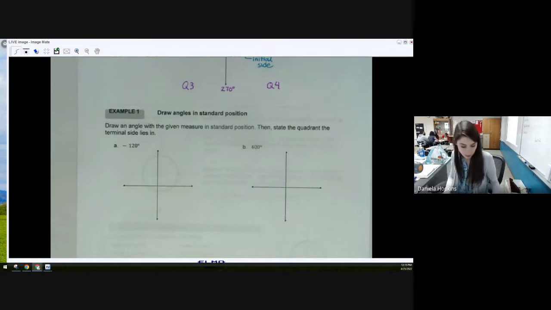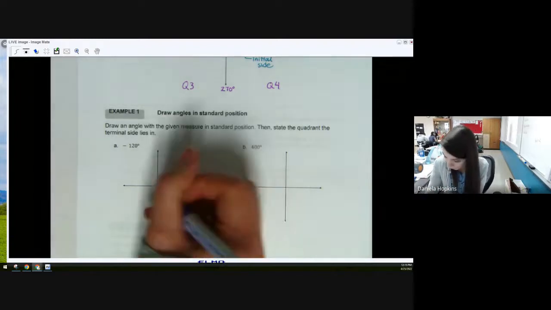So part A here, we have negative 120 degrees. Does anyone know how you can run a negative degree? How could I? No. You're getting actually to our next concept, I think, a little bit, but no. So thinking in terms of direction, how might you reflect a negative? Yeah. So instead of going the normal counterclockwise way, I'm going to actually go clockwise.